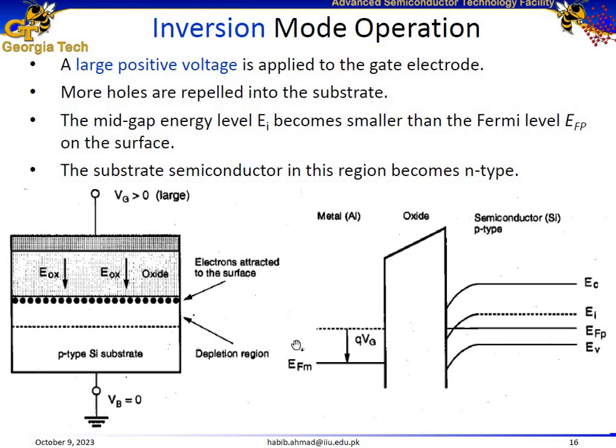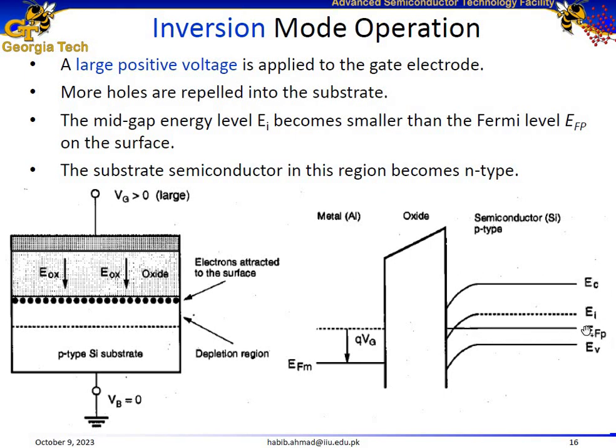Applying positive potential here means that the Fermi energy level on the metal side would be dragged down as compared to the Fermi potential on the semiconductor side. So this Fermi level on the metal side is now lower as compared to the Fermi level on the semiconductor side, and this gate voltage is accommodated between the Fermi levels on the semiconductor side and the Fermi level on the metal side.